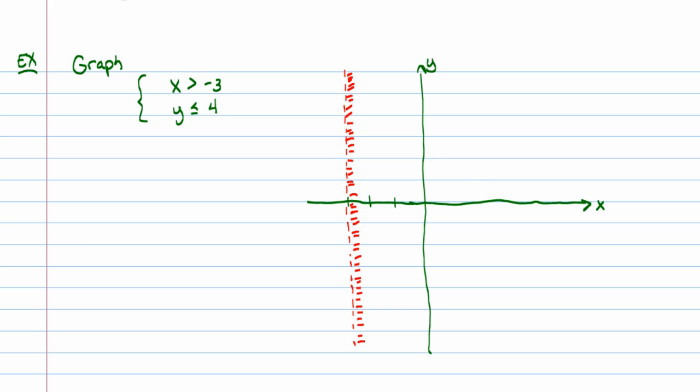Now I'm going to graph the other one. Y is less than or equal to 4. So first thing I'm going to look at is y equals 4. That's a horizontal line at a height of 4. I know that y can actually equal that line, so it's going to be a solid line at a height of 4. Here's my solid line. There we are. And it goes on in both directions, obviously, like the other line did.